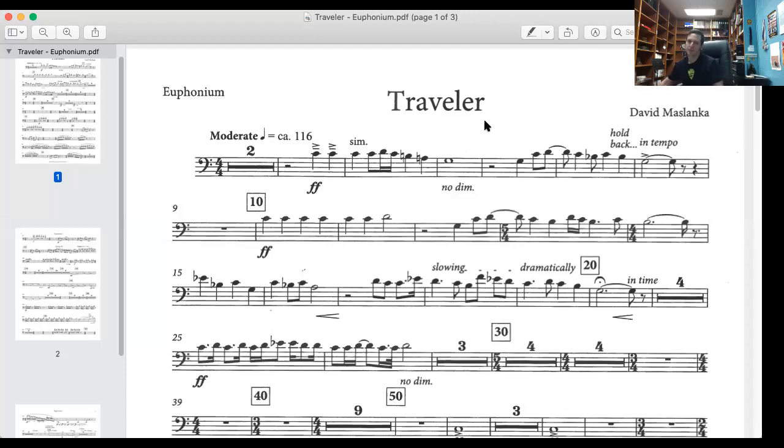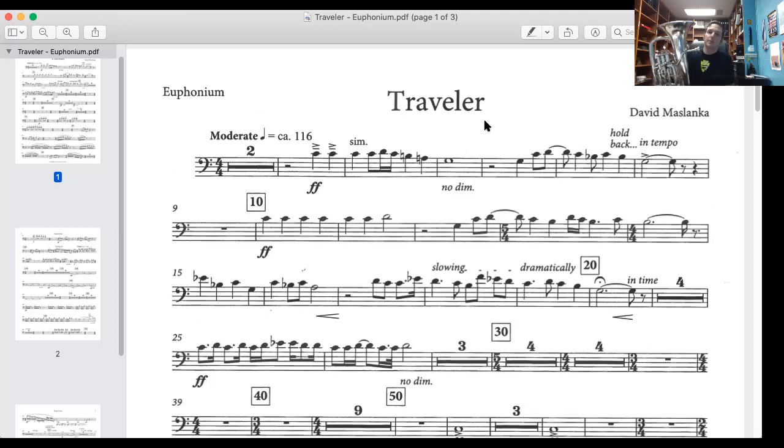So I'm going to go ahead and play this section here right from the beginning, so you get an idea of this heavy pesante style, full value, full airflow. And you notice I slowed down a little bit. That's because it says hold back, and then the next bar in the G, it's marked in tempo.